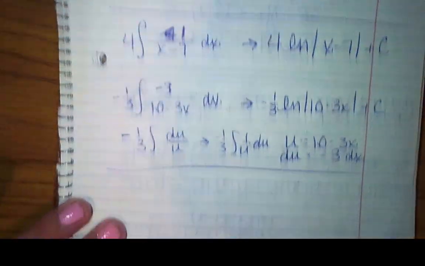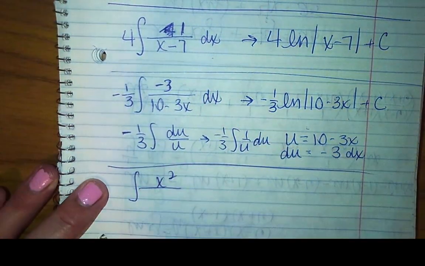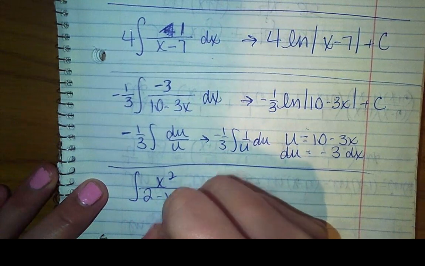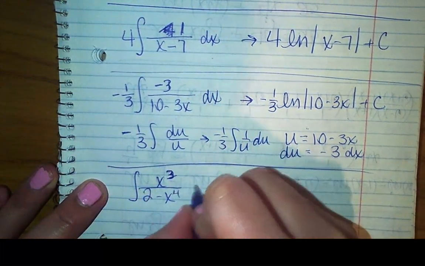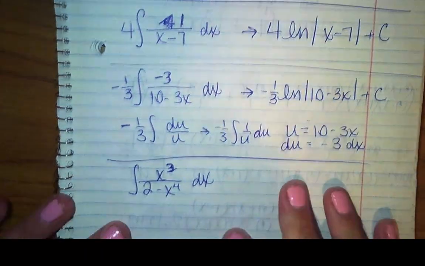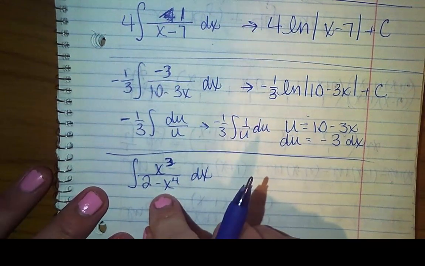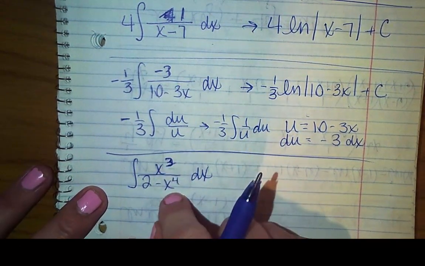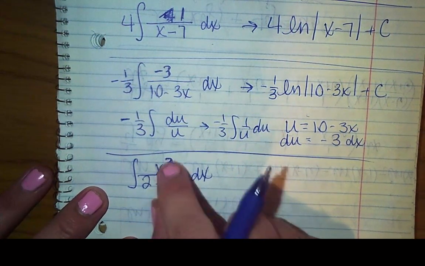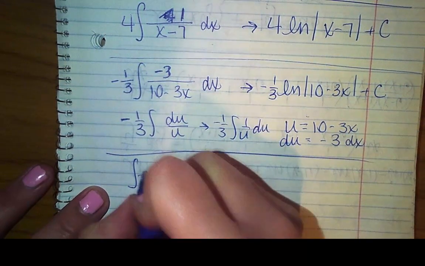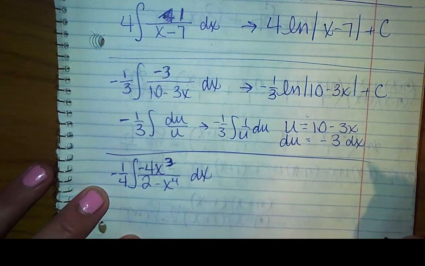All right, so the next one is we have the integral of x squared over 2 minus x to the 4th. That is such a lie. This is an x cubed over 2 minus x to the 4th dx. Okay, so again, I see a big fat fraction. Is the derivative of the bottom in the top? The derivative of the bottom is a negative 4x cubed dx. I got the x cubed dx. I'm missing the negative 4. So multiply by negative 4 and balance with a negative 1/4.